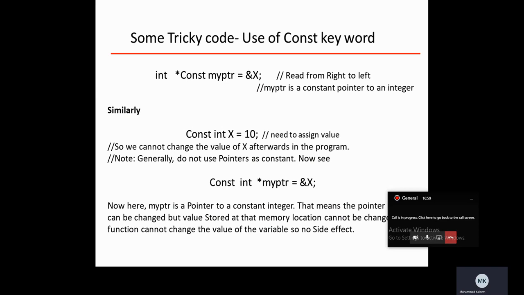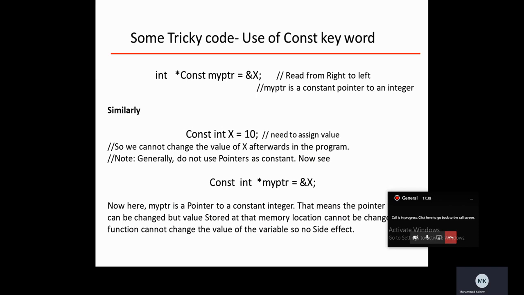So generally we do not want a constant pointer. So keep in mind if you see something like that, you know that this is a constant pointer to an integer. Similarly, if you write the keyword const with a variable of any type, जैसा कि इसमें कोड में लिखा है const int x assign 10. So in this case, int x is a constant variable और उसकी value भी 10 जो assign कर देगी वो change नहीं कर सकते. So we cannot change the value of x afterwards in the program.